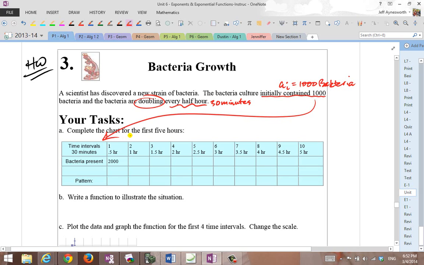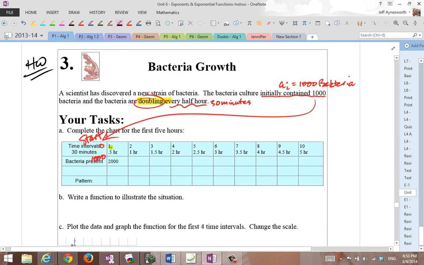Now, in the beginning, we start off with 1,000, so I'm going to insert that in the table. In the beginning, at time equals 0, we have 1,000 bacteria present. Let's label this start. So in the beginning, there are 1,000 bacteria. Every 30 minutes or every half hour, it doubles. This right here is important. So let's fill out the table and check out what's going on.